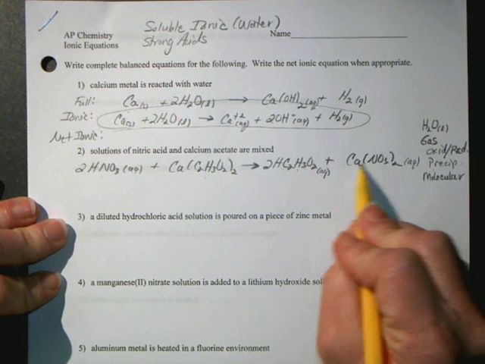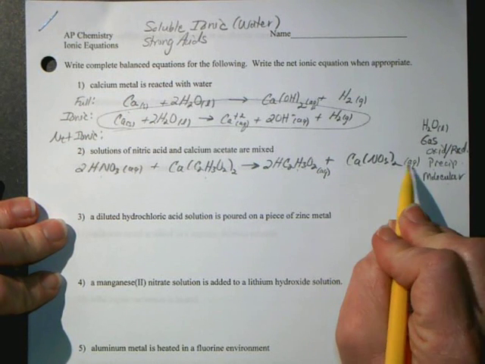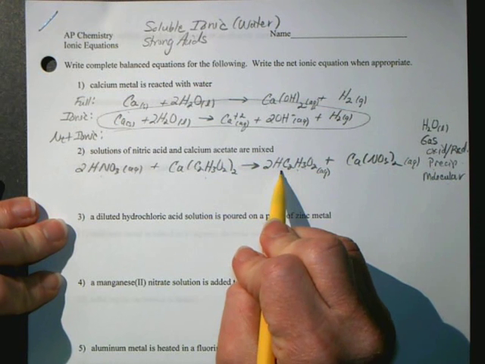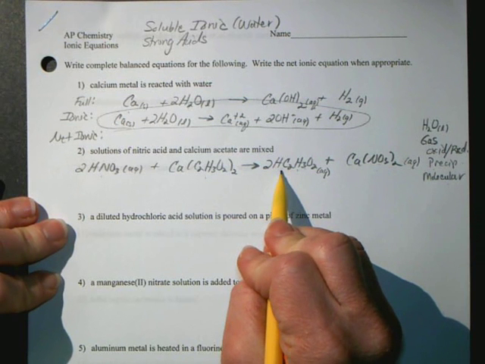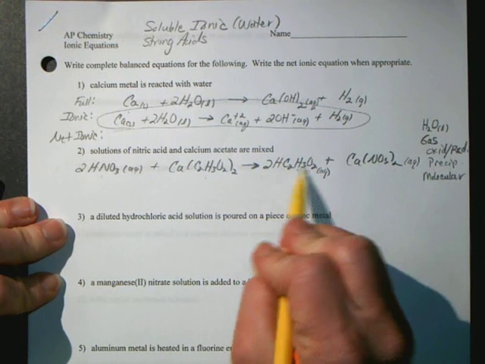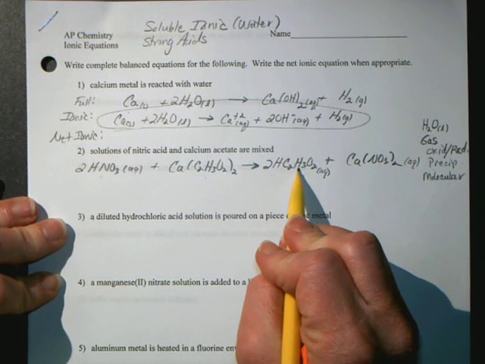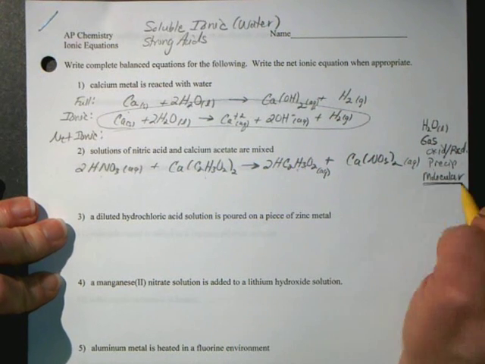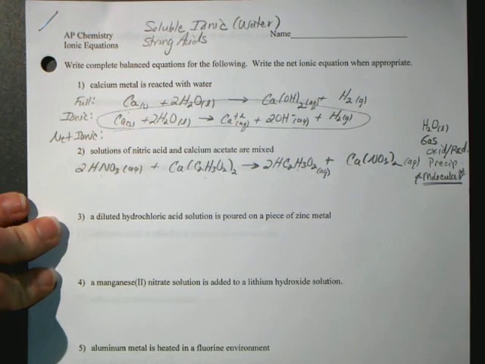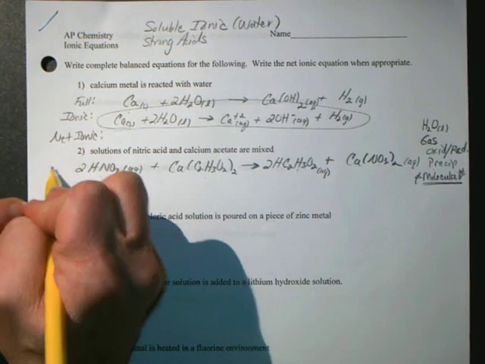Well, this is ionic. This is soluble ionic. This will be existing as separate ions. But this is a weak acid. This will only be ionizing slightly. And since it's ionizing only slightly, we will not be writing it as separate ions. We'll be writing it as a molecular species. So this reaction will happen. Let's prove it. So this is the full.